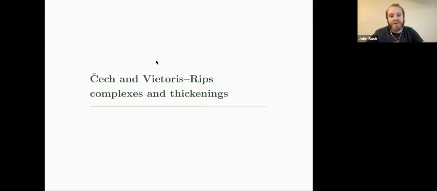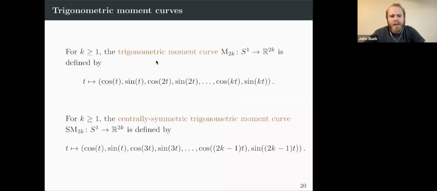Okay, so now I can finally get to Čech and Vietoris Rips complexes and thickenings. And before I talk about a specific example, this is the trigonometric moment curve that we've seen and that I've used in the previous theorem. There's a centrally symmetric version of this map. By centrally symmetric, I mean that it respects the antipodal action on the circle and on Euclidean space. In other words, if I plug in a point on the circle, its antipodal point maps to the opposite vector. So this is defined by taking not just all multiples of t, but only the odd multiples of t, up through 2k-1.